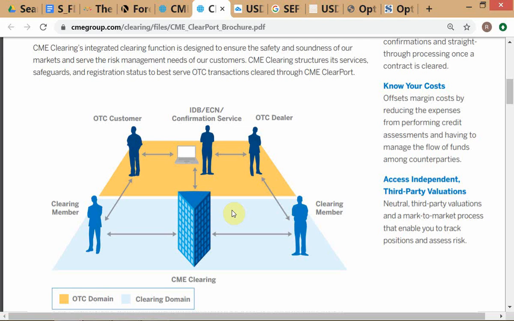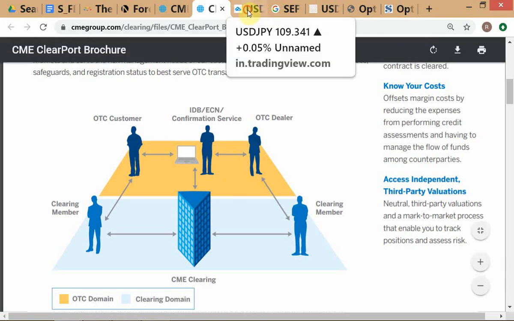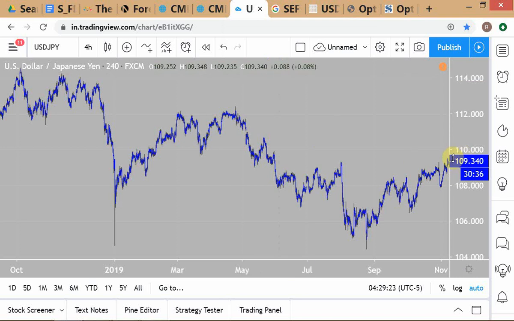Okay, let's look at this. What is the clearinghouse going to do? Let's assume that this movement can happen overnight. I want to take big movements so that we get an idea: 109.30 to 104. This movement happens overnight, and this contract is still for 1 year. It's a long contract.